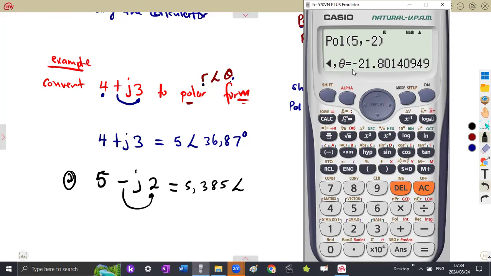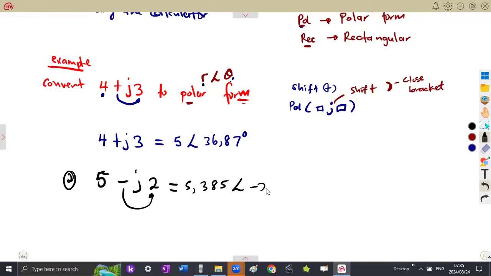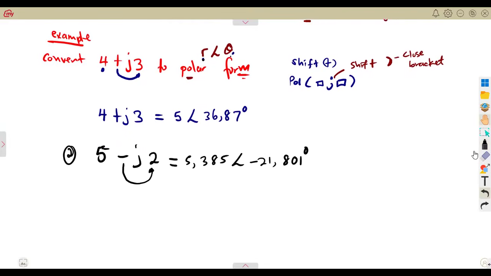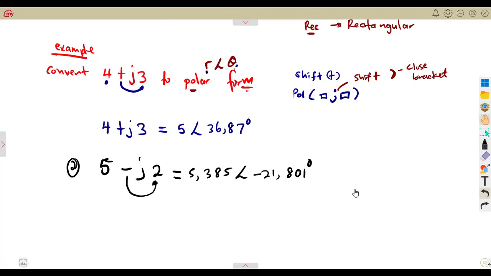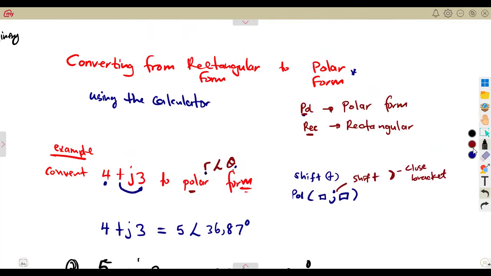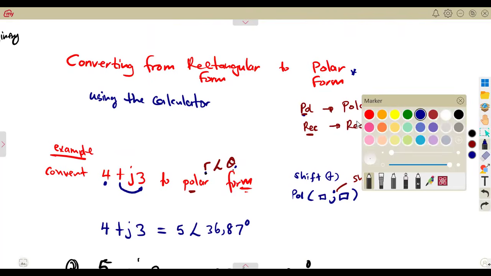Then the angle theta, you check here, that is negative 21.801, 3 decimal places. That is negative 21.801 degrees. So as you can see, you take that answer as it is converted for you. It is converted straight. Meaning to say, we can also convert. So this one, we're converting from rectangular to polar form. Okay, let's just diffuse this one.